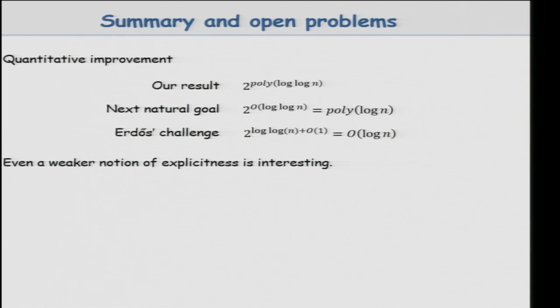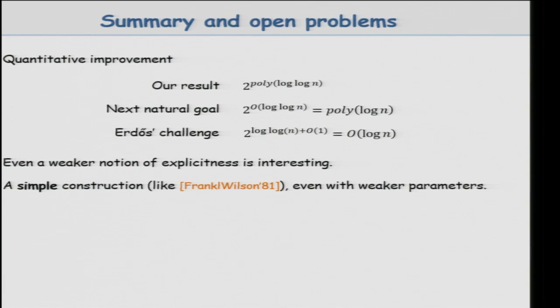Now, even a weaker notion of explicitness is interesting. I'll talk about that tomorrow, actually. What I do want to mention is that we don't have a simple construction like Frankl-Wilson has, that is very succinct and clean. Even for very weak parameters, we don't have them. So this is very interesting still, even if it's less efficient.